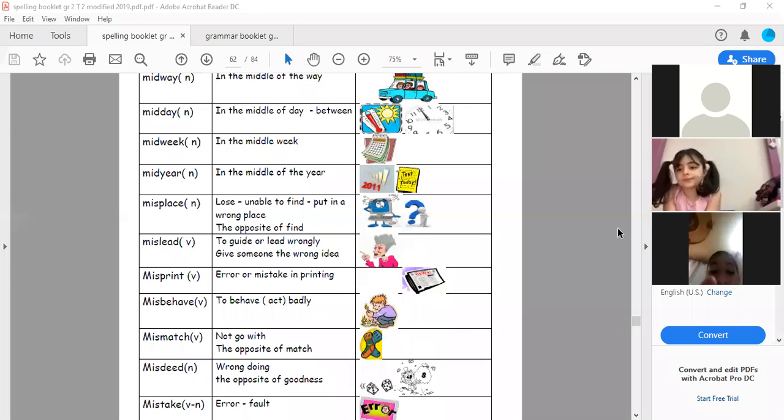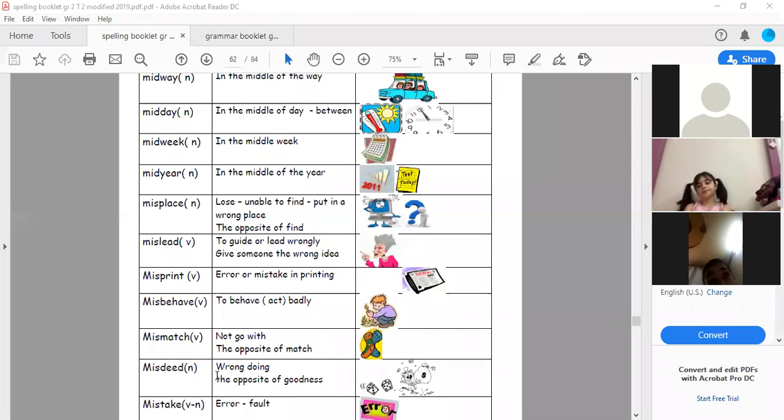The next one. What is this word? Bara'a. What is this word, Bara'a? Mismatch. What does mismatch mean? Not go with, the opposite of match. Yes, very good. When I wear a blouse or a shirt, I want a skirt to go with it. I try to find a skirt to match it. But when I wear the wrong one, I mismatch the color. It is not good, okay? So mismatch is the opposite of match. Mismatch is the opposite of?